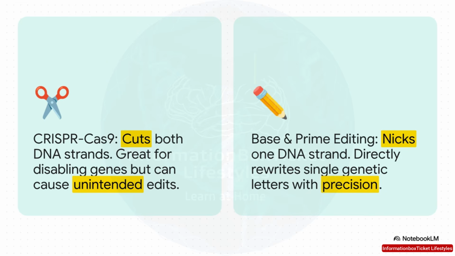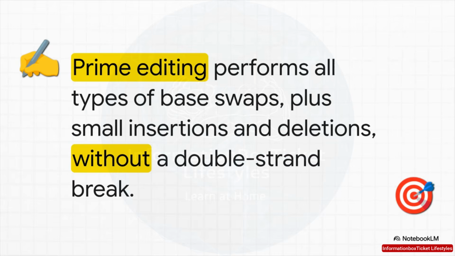The newer methods, base and prime editing, they're more like pencils with erasers. Instead of a full cut, they just make a tiny nick on one strand and then directly rewrite a single genetic letter. It's way more precise with a much lower chance of mistakes. Prime editing, in particular, is just a huge leap forward. It can do pretty much any kind of single-letter swap you need, and it can even insert or delete small chunks of code. And the key thing is, it does all this without making that risky double-strand break in the DNA. The level of control is just phenomenal.